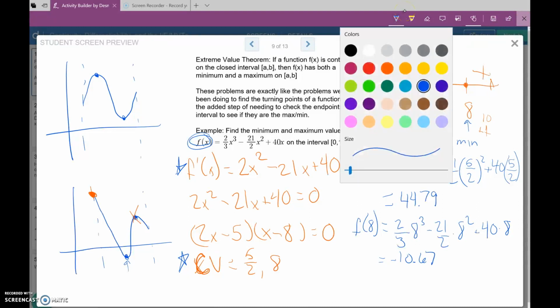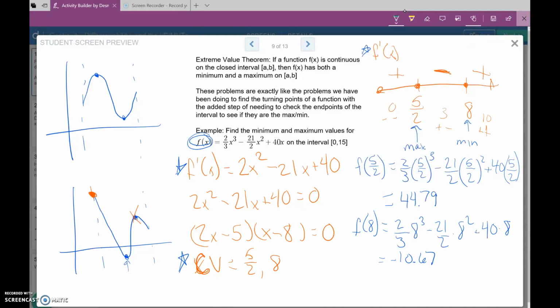So I'll do the endpoints in green. I'll do f of 0 for you. f of 0 is 0. When you plug in 0 for x, you get 0. So go ahead and figure out what f of 15 is. Okay, so f of 15 is 487.5.